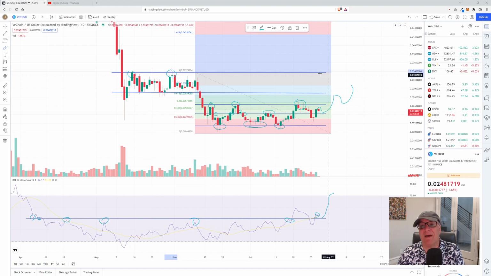Now, what's going to happen if and when we break through this area here? Look at all the air, guys. Look at all the air. Hardly any resistance. And I think at that, you will see a run all the way up to the 1.618 at the 4.2 cent range. That's what I really think is going to happen.